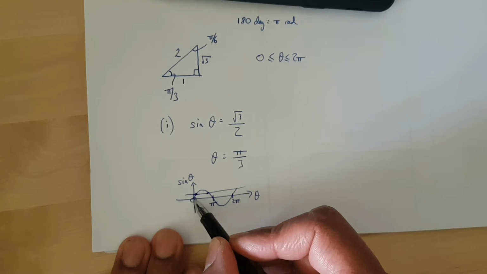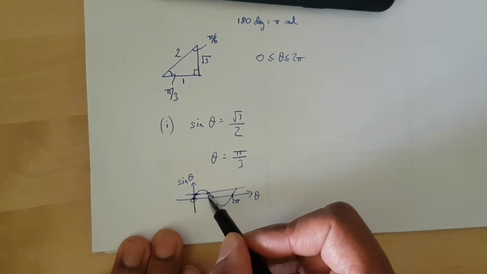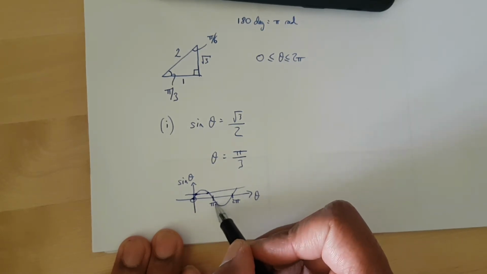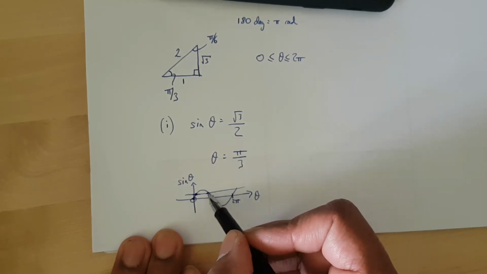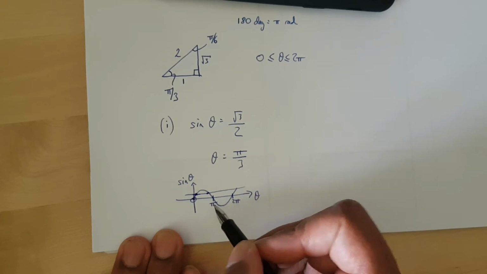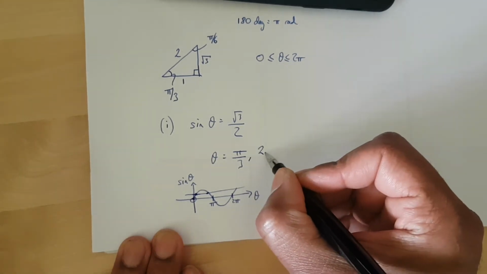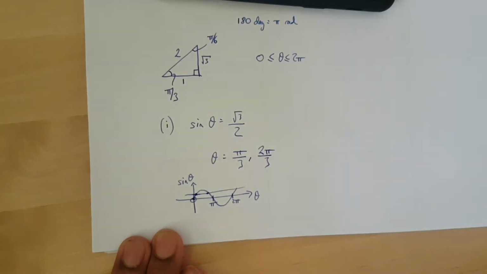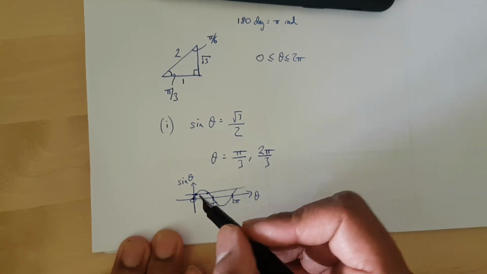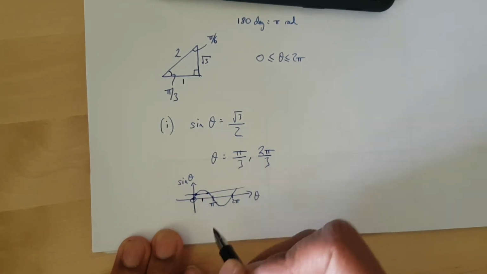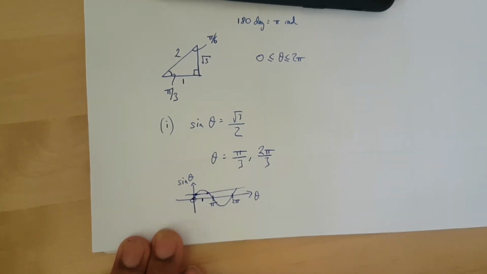That answer is as far away from the 0 as that answer is from pi. So that answer was pi over 3. That must therefore be pi over 3 away from pi, which makes it 2 pi over 3. Now that might be a bit confusing, but play that back to yourself and it should become clear. I'm using the symmetry around the pi over 2 value to allow me to calculate that.